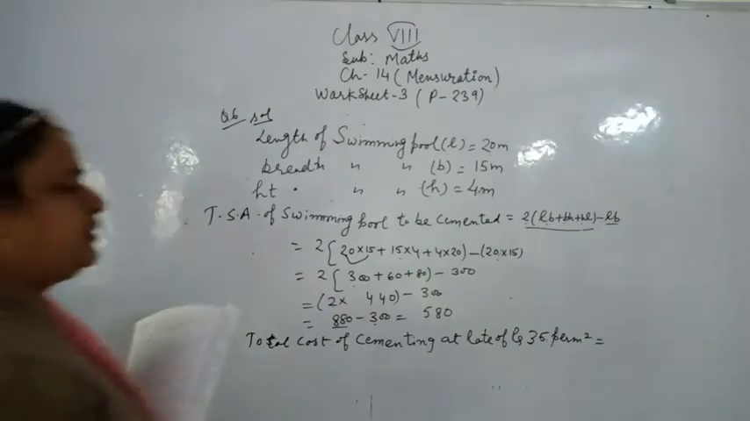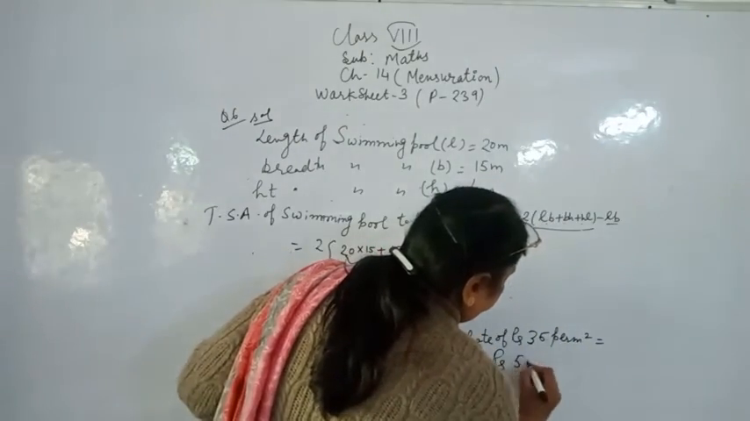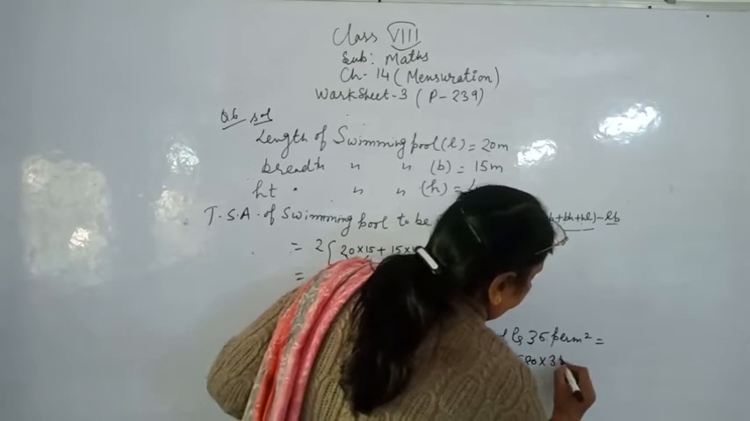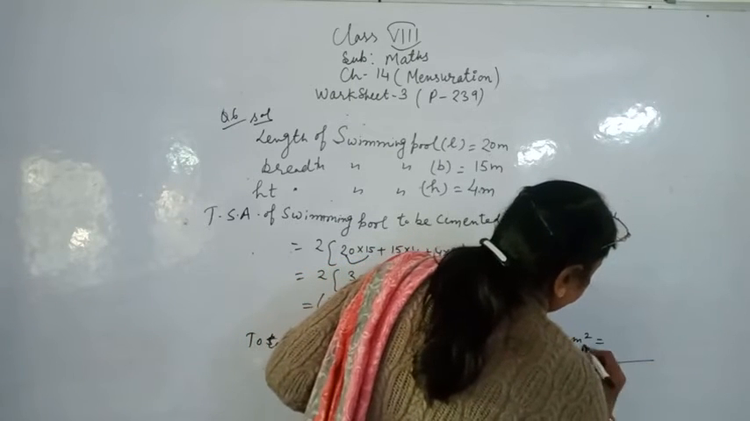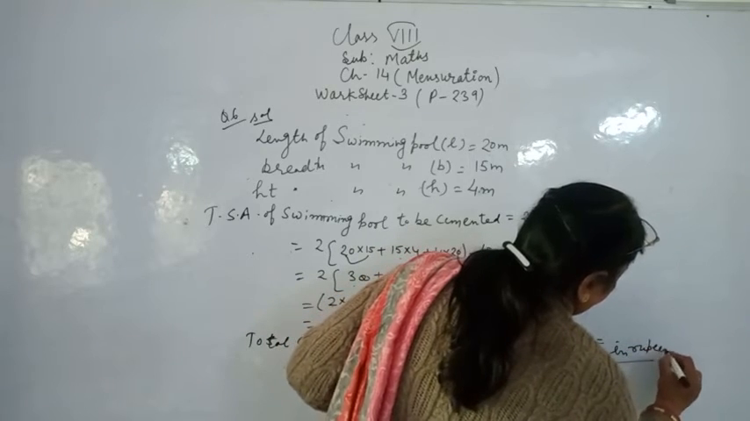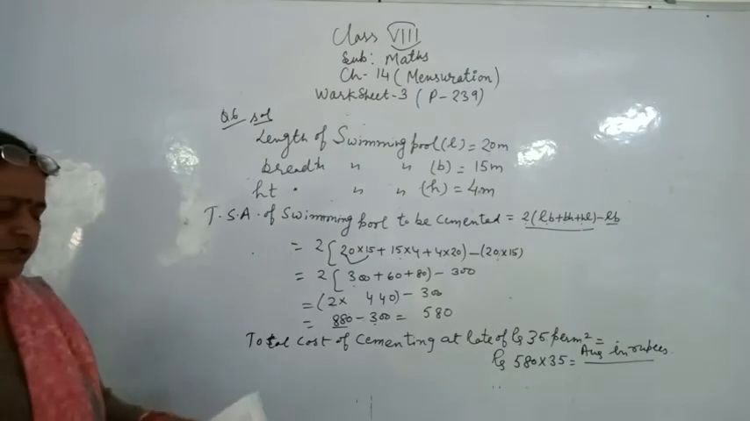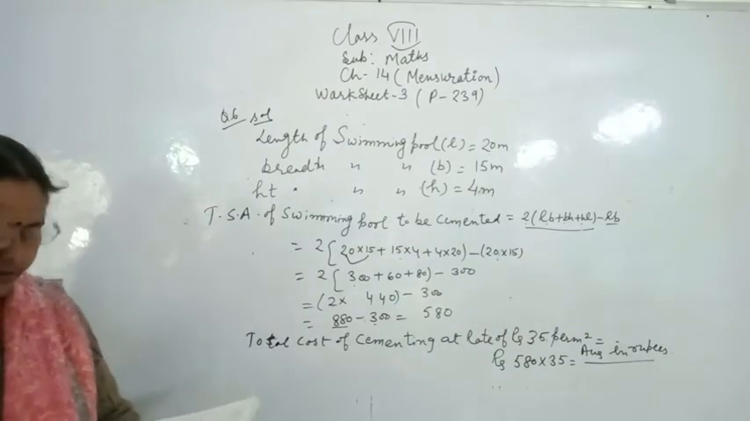And now you have to find out the cost. Multiply 580 into 35, you will get the answer in rupees. Okay, the question is this. Now next question, question number 7.